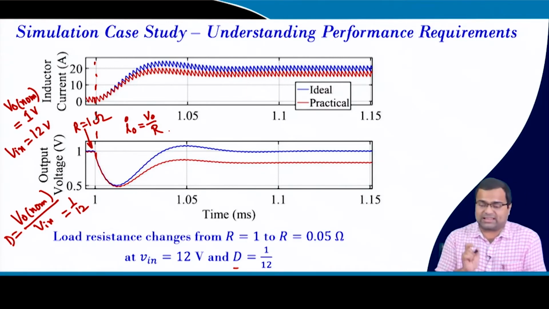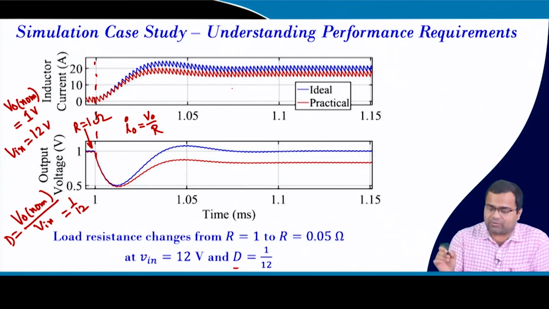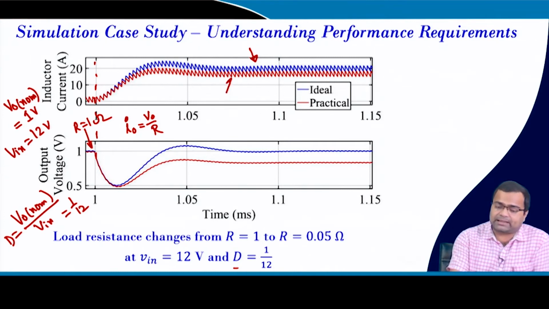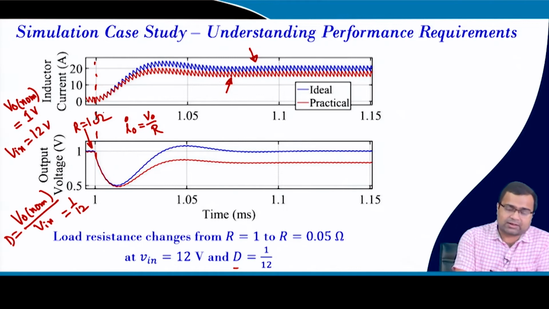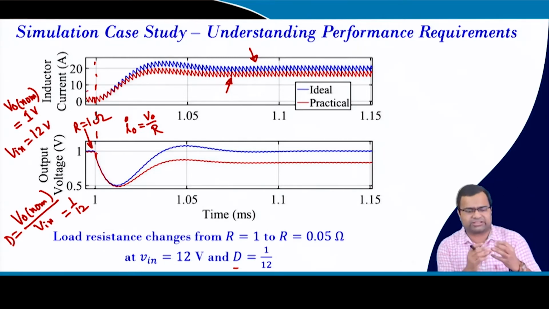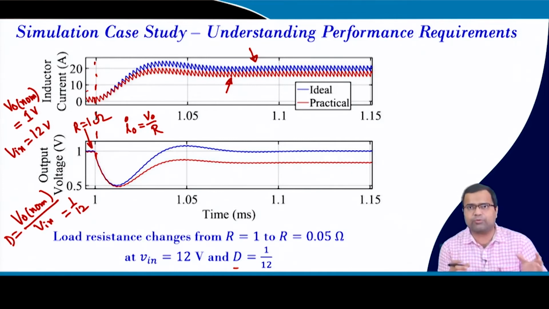Now, I have taken two cases, one ideal buck converter, which is the blue one where there is no parasitics, and the red one is the practical buck converter, where there are parasitics. And you see at 1 ohm resistance both are nearly identical in terms of the average current and the average output voltage, they are almost close to each other.